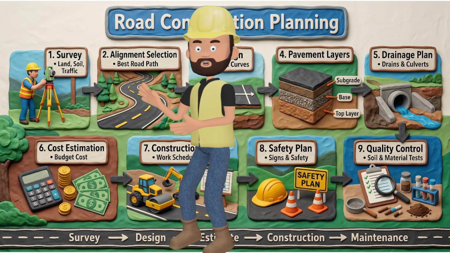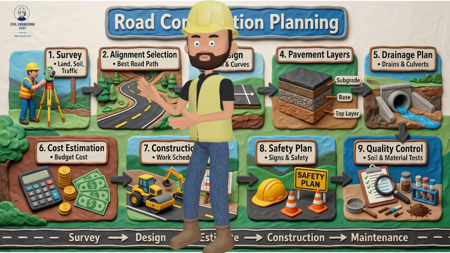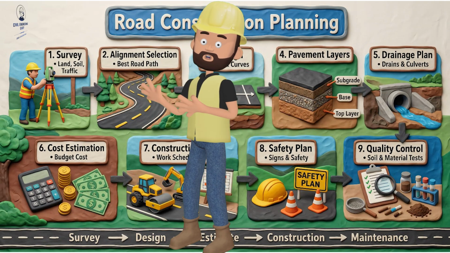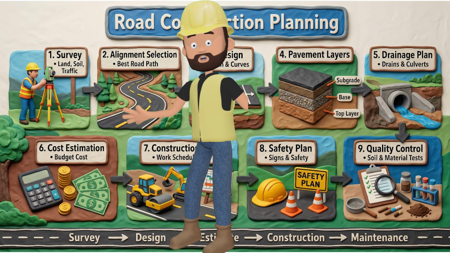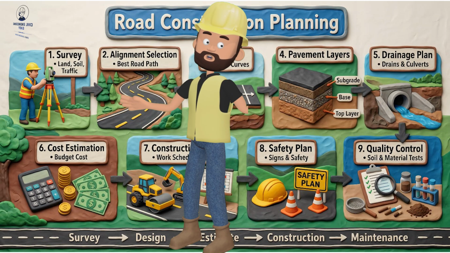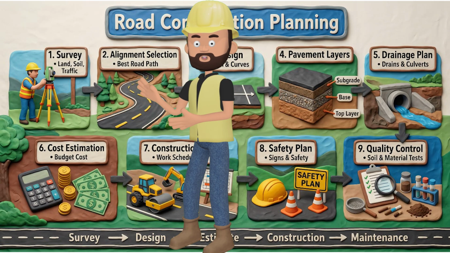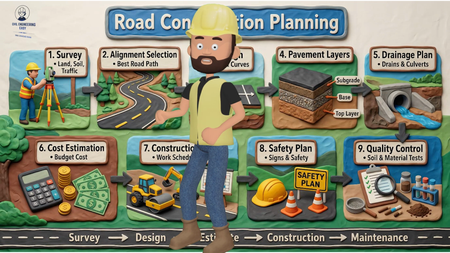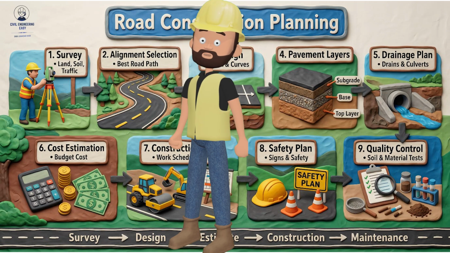Step 2 is alignment selection. Based on the survey data, engineers determine the best road path. Alignment selection means choosing a route that minimizes earthwork, avoids environmentally sensitive areas, provides safe grades and curves, and best serves the communities it connects. A poor alignment choice can lead to costly corrections later.